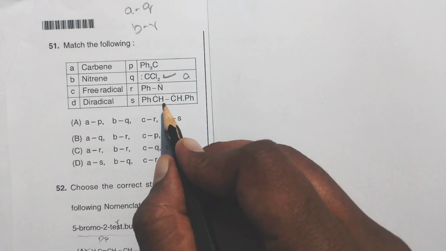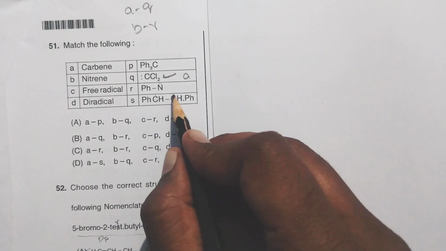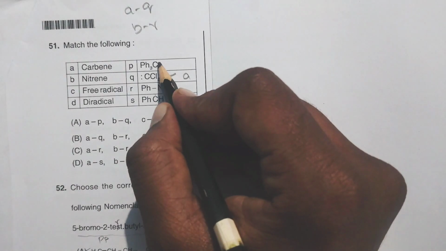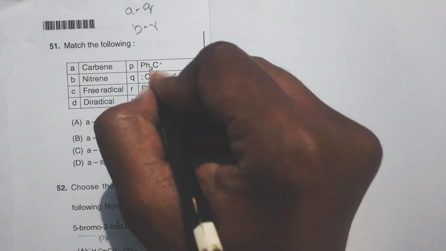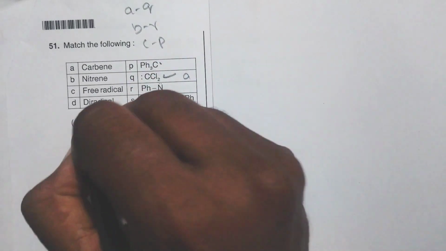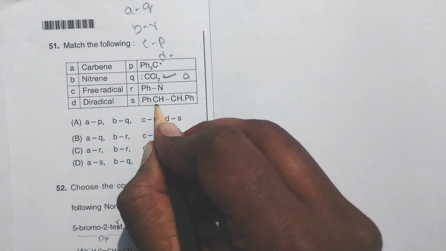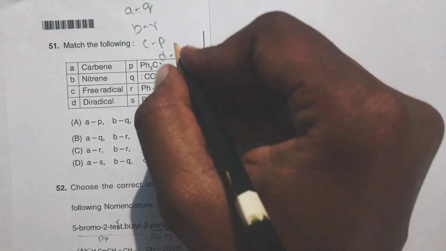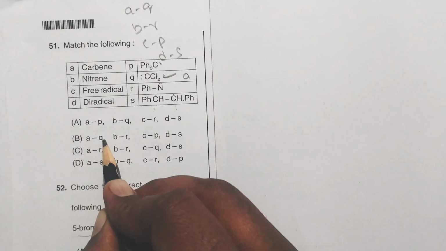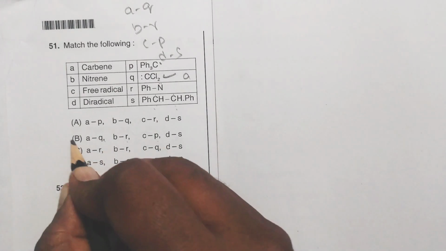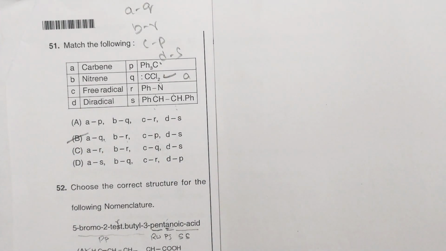Free radical, here in this molecule we have 2 radicals. Here they have not mentioned the radical. This is C, the free radical, so C is P. And D, here you can see there are two radicals, hence D is S. AQ, BR, CP, DS. B is the correct answer.